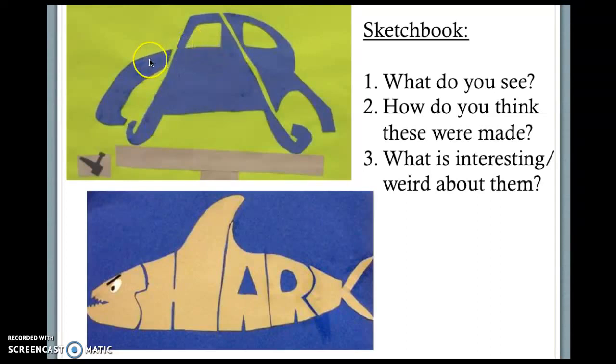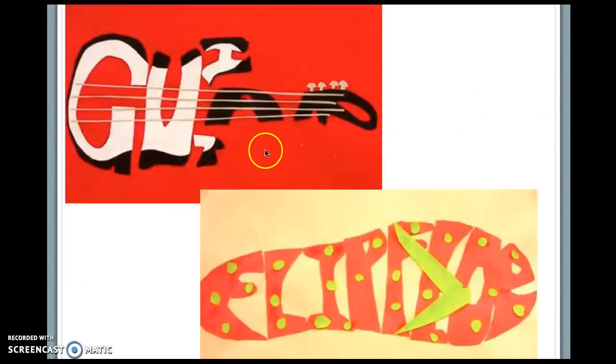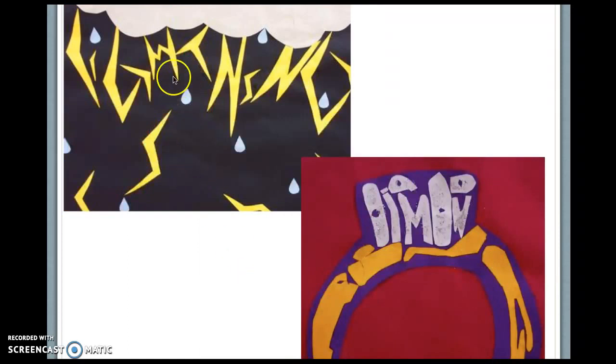So you can kind of see this one right here that we talked about, car, C-A-R, and the letters form the car perfectly. Same thing with the shark, S-H-A-R-K. Some people got really detailed last year, and not only are they putting the letters of their shape, but they're putting some extra details, like on the guitar, the strings, and on the flip-flop, the polka dots on the flip-flop. So you can layer your papers to create a more interesting design.